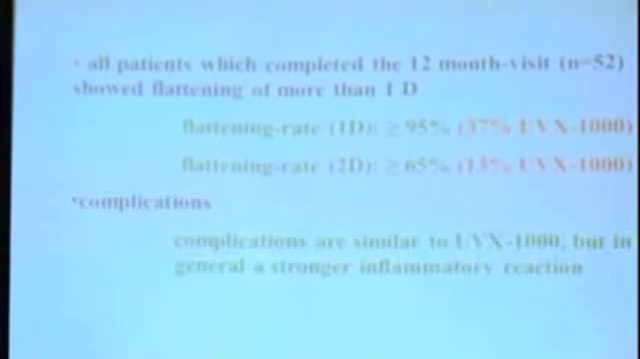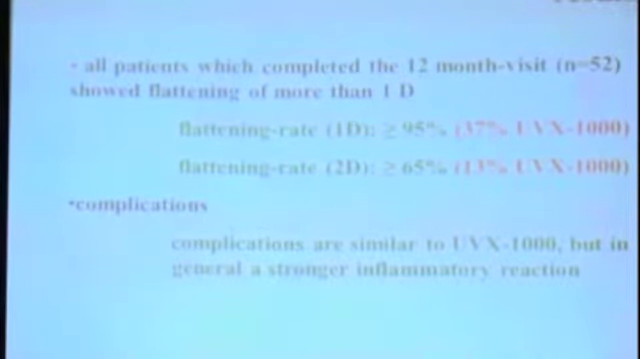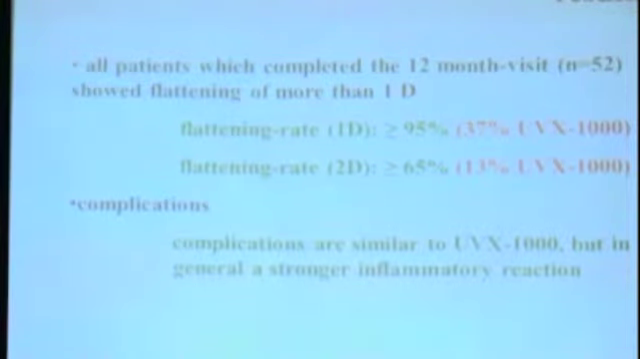With the flattening rate of more than 2 diopters, we have this in more than 65% of the patients, whereas we just received 13% with the homogeneous beam profile. The complications are similar to the old lamp, but as we also applied the higher energy in the new lamp, 10 milliwatts per square centimeter with a short irradiation time, we get a generally stronger inflammatory reaction, as I told you before.